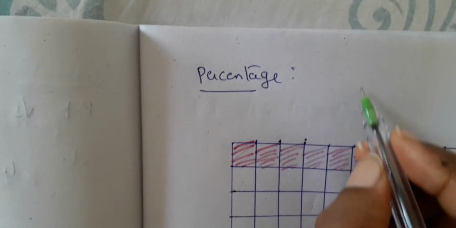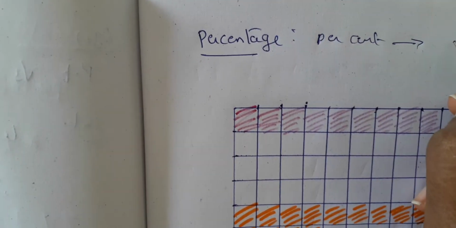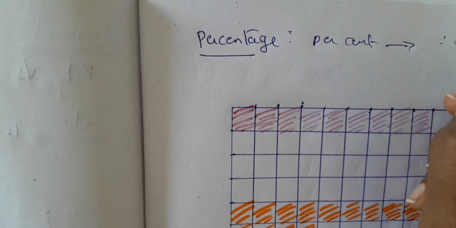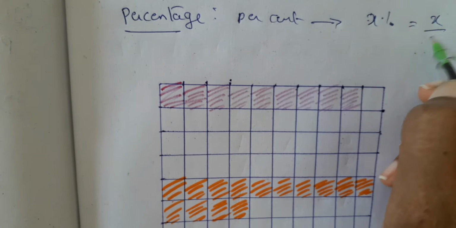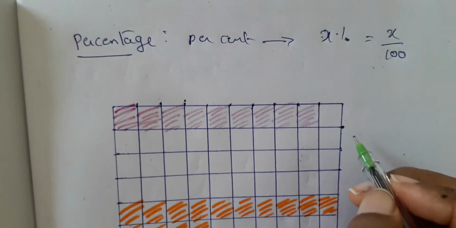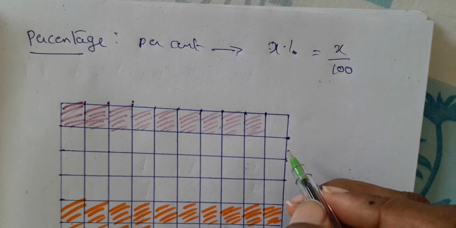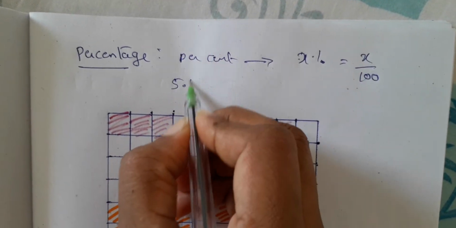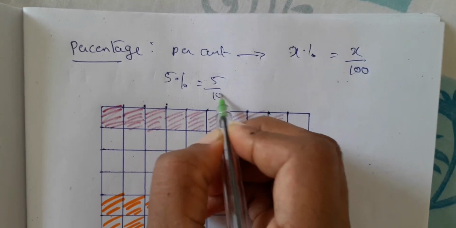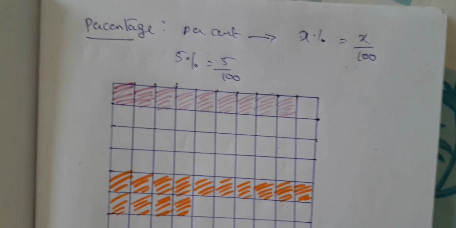What do you mean by percent? From the name itself, per cent, in the sense it is per hundred. Suppose I am taking x percent, that means x by 100. Directly I'll write percent means per hundred, x percent means x by 100. Suppose if I write 5%, 5% means 5 by 100.